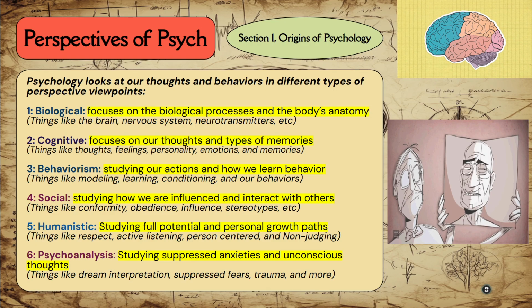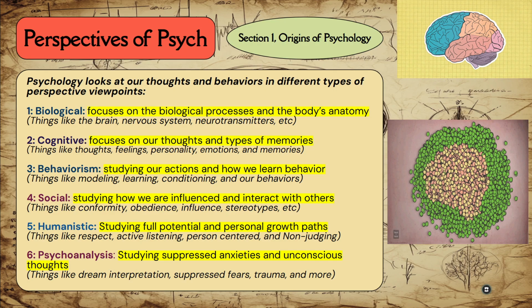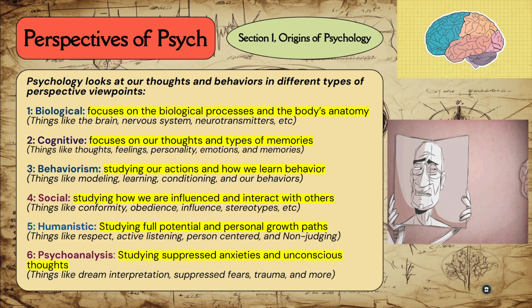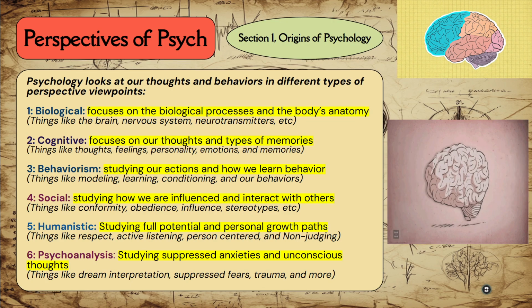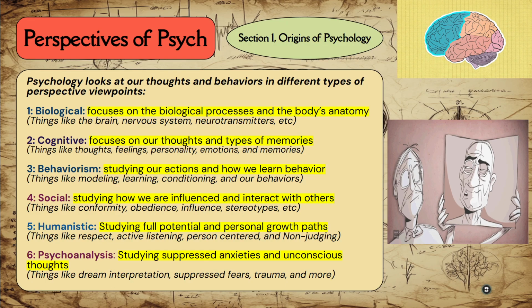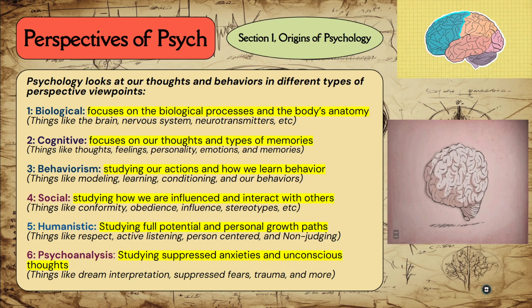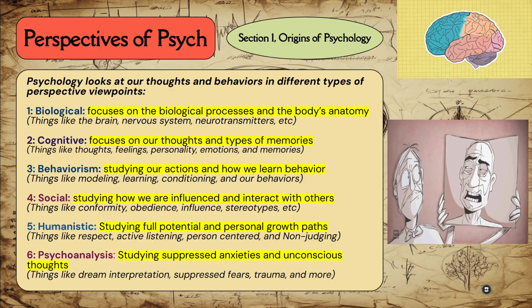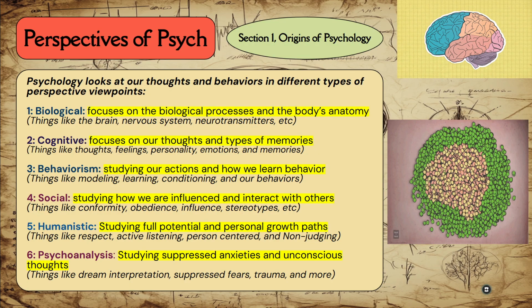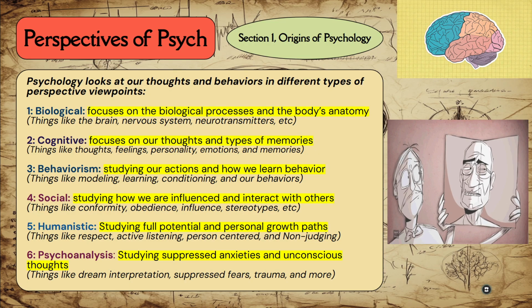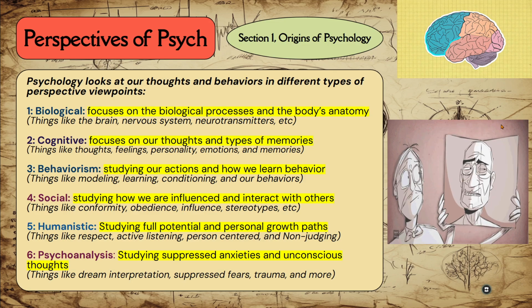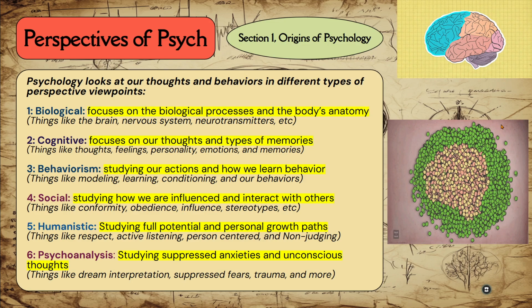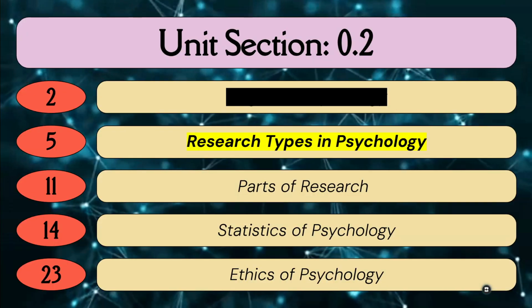Psychoanalysis, which is also called psychodynamic in psychology, this is our suppressed anxieties and our unconscious thoughts. So things that we push down and try not to think about on the everyday. So things like dream interpretation, suppressed fears and trauma, and more. So these are the big 6 that you need to know for the AP exam. They're all going to be on there as multiple choice, or sometimes it's open-ended questions on the FRQ. These are all things that you need to make sure that you lock in, especially for that AP exam.